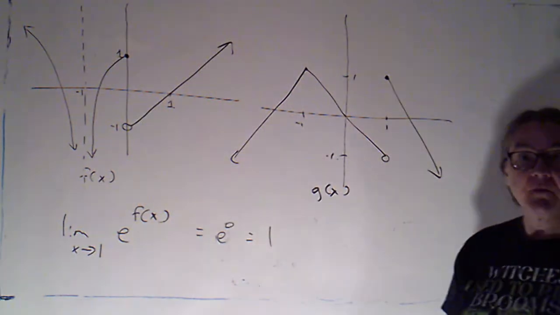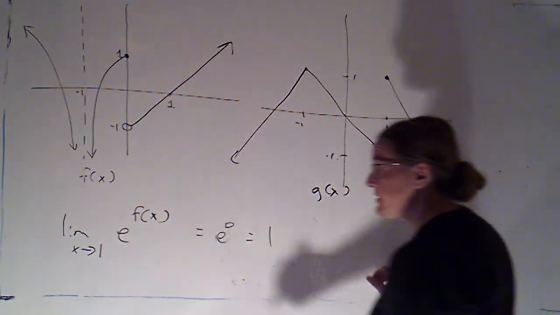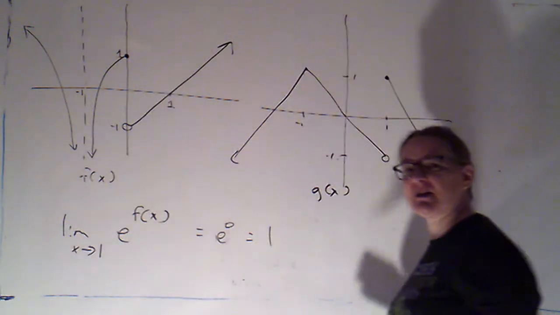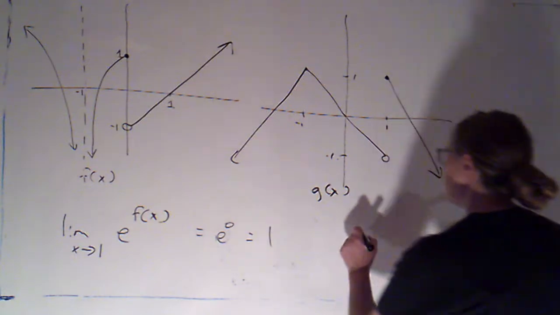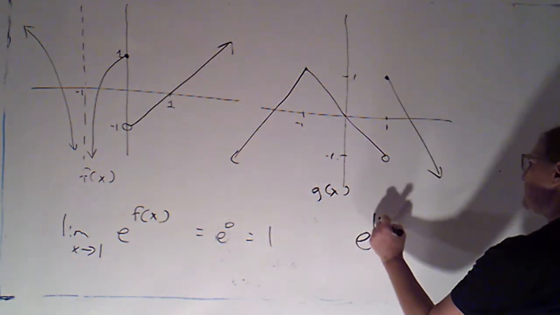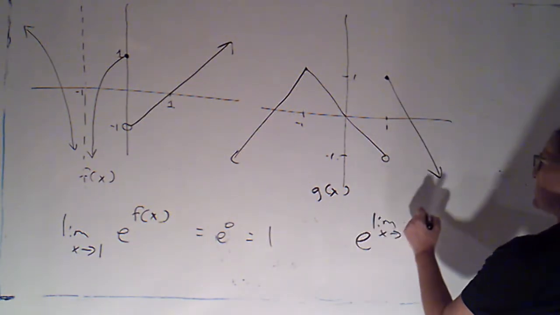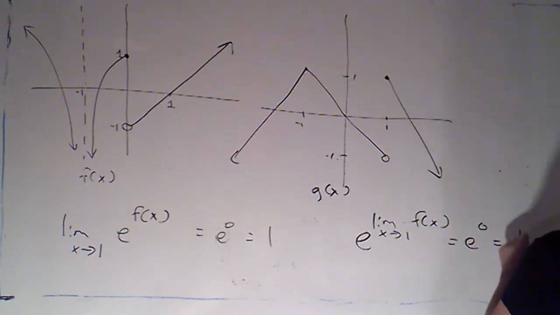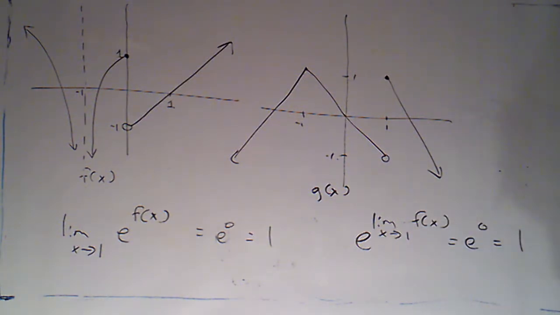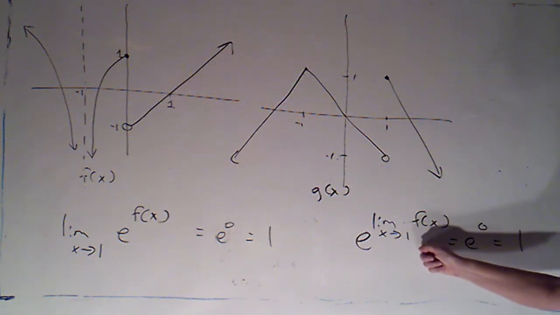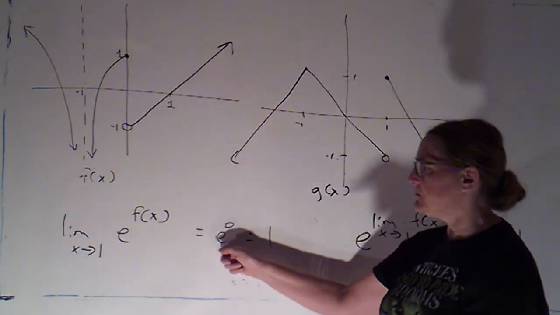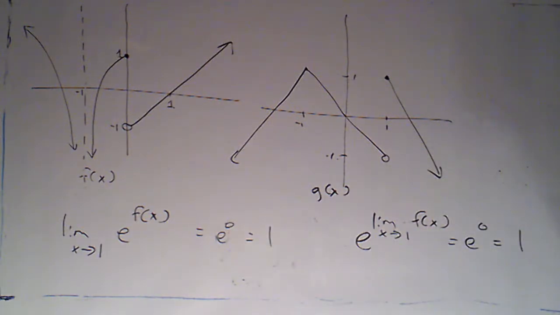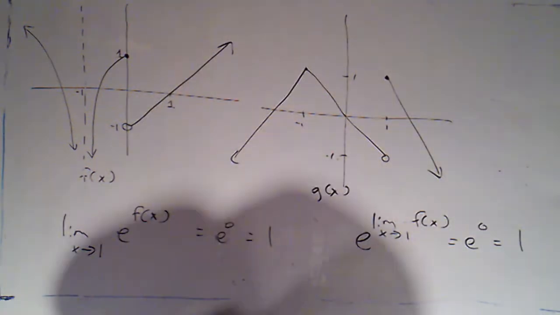which is 1. Notice what I employed there was this rule, that because the exponential function is continuous, I can actually pull that limit inside. So what I actually did was I said e to the limit as x goes to 1 of f of x, which is e to the 0, which is 1. Okay. Perfectly fine to write it out that way. Perfectly fine just to go right to here. Either way would be showing enough work for this problem. All right, one more to do.